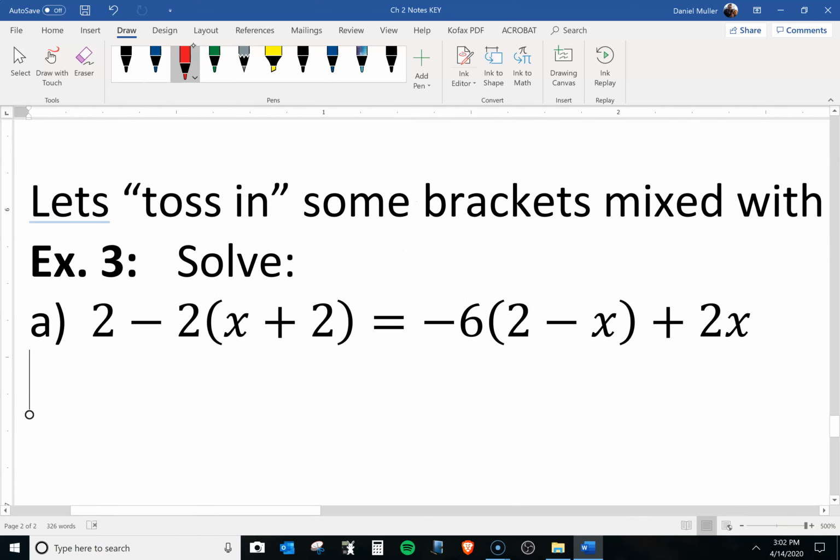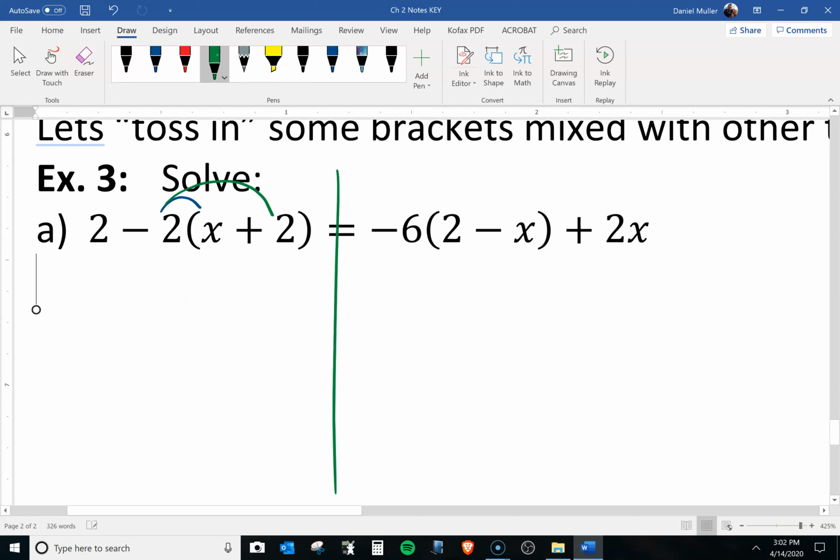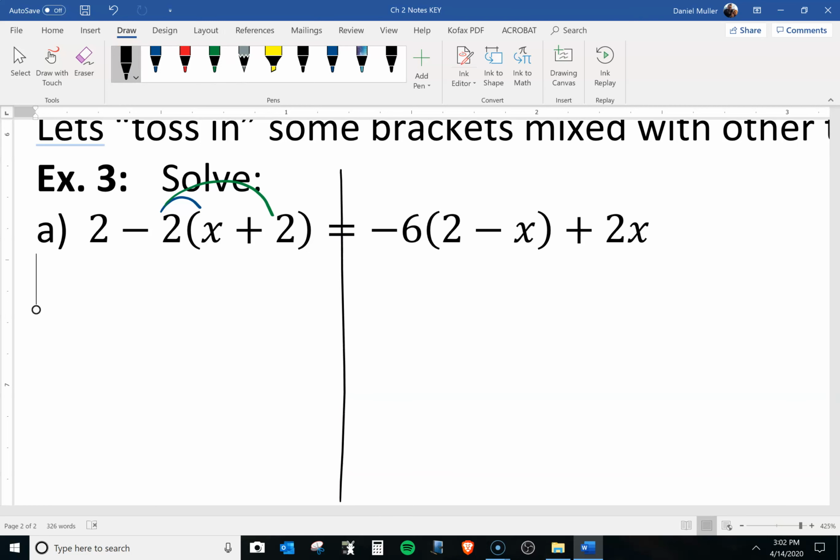The very first thing you want to do whenever you see brackets is get rid of it. I will multiply this -2 into here, and then I will multiply the -2, I just need a different color here, into here. So let's take a look. First I will make this little line to divide up the left side and the right side, and I've got a 2 carrying down, and now I'm going to multiply this -2. -2 times x is a -2x. -2 times +2 is going to be a -4.